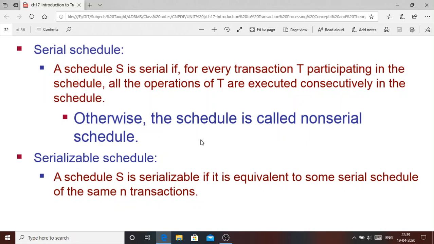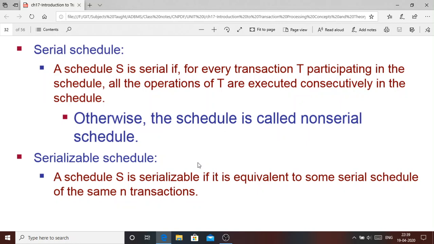Now here comes the term serializable schedule. What is serializable? A particular schedule is said to be serializable if it is equivalent to some serial schedule. So we will now discuss the equivalence concept. There are two kinds of equivalence that we will discuss. One is the conflict equivalence, another is the view equivalence.